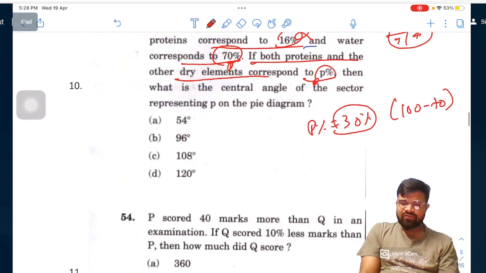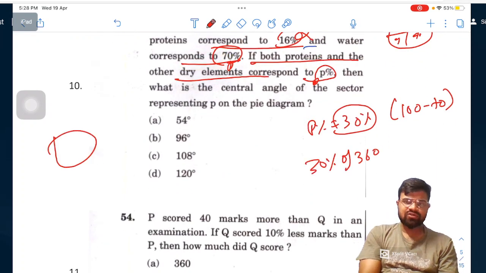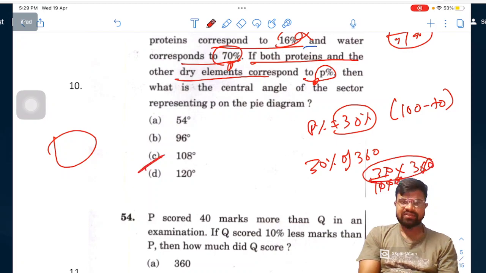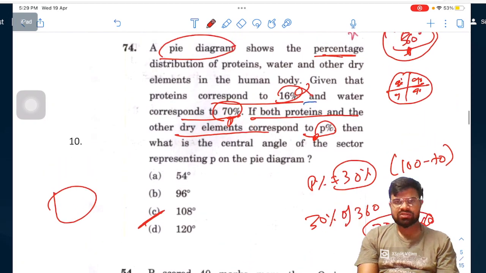Okay, now you have to find this 30% of 360 degrees. As I told you, the complete circle is of 360 degrees. So this is 30 by 100 into 360. It is nothing but 36 into 3, that is 108. So this is how we do this thing.